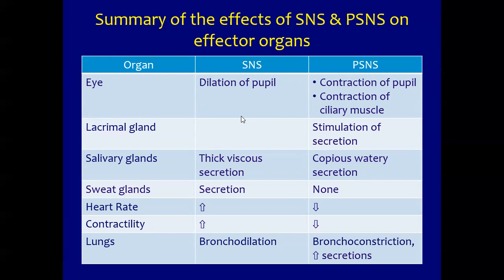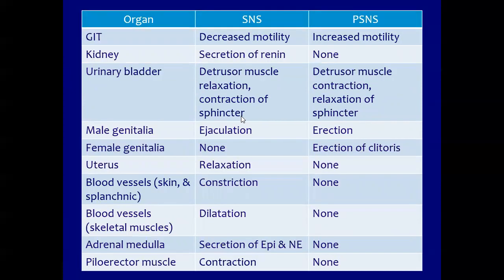Bronchodilation, beta 2 receptor. More oxygen is required to either fight or run away, whatever. Beta 2 receptors, bronchodilation. GIT decreased motility. Why? Because during that crucial time, you may do something which later on you will regret. Your excreta should be under your tight control. Okay, smooth muscles and excreta.